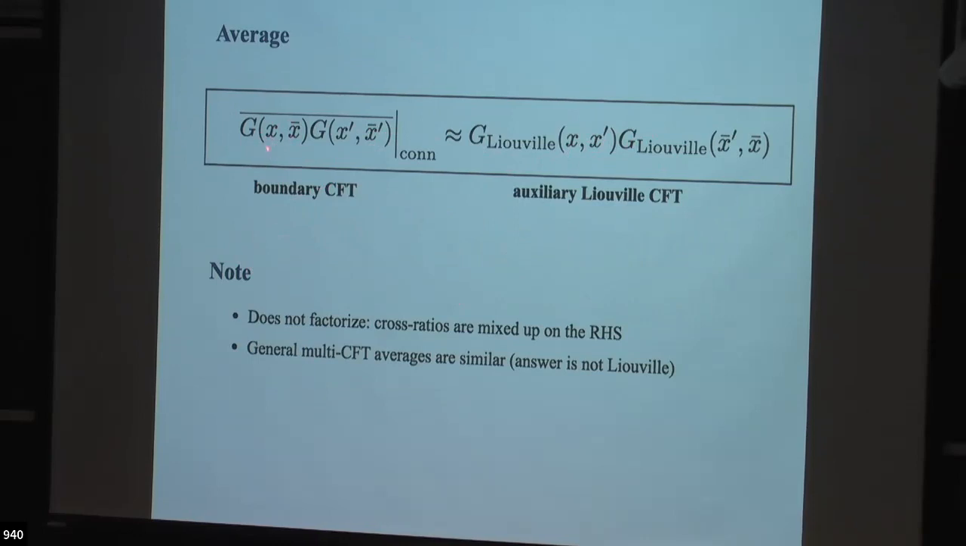On the left hand side, there's an x bar in this one, and then x prime, x bar prime in this one. And on the right hand side, they got mixed up. It's like G Liouville of x, x prime. And in particular, x prime is not the complex conjugate of x. So although we started with a CFT four-point function in Euclidean signature, this is a Liouville correlation function in Lorentzian signature. So it's not that it's factorizing.